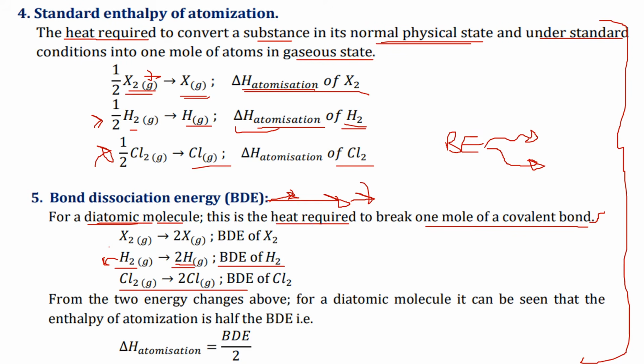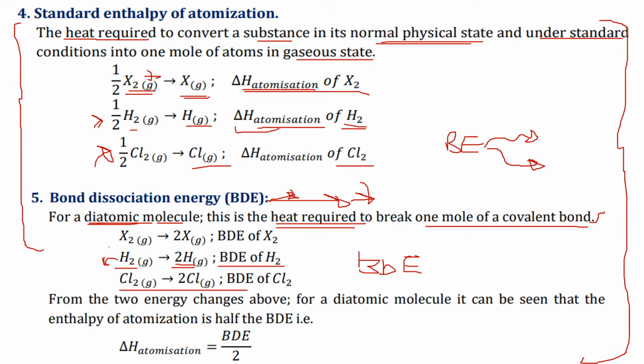Also note that, just like atomization energy, it is energy required. So bond dissociation energy is the energy required to break 1 mole of a covalent bond of a diatomic molecule into its constituent gaseous atoms, and it is denoted by BDE. Like I said, all these energy changes are very important when you come to Born-Haber cycles and energy level diagrams. You need to understand them properly.